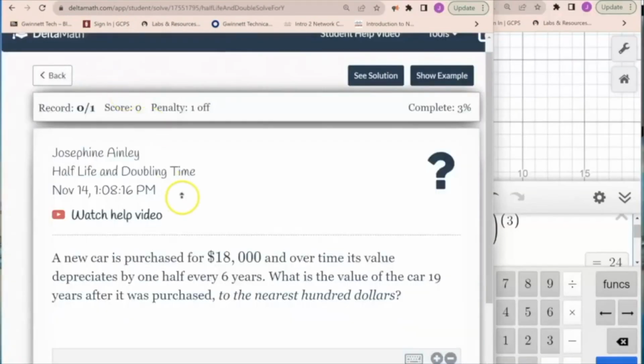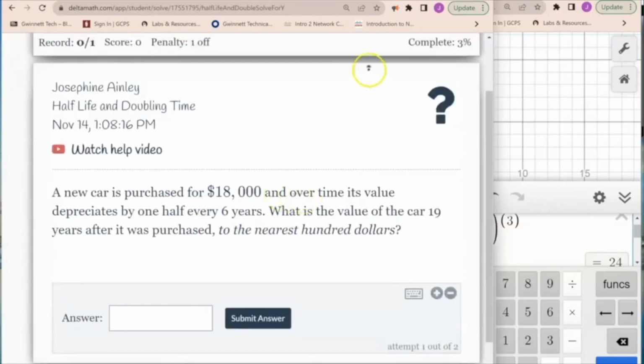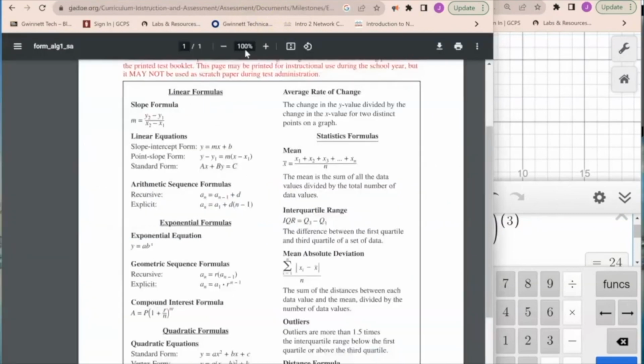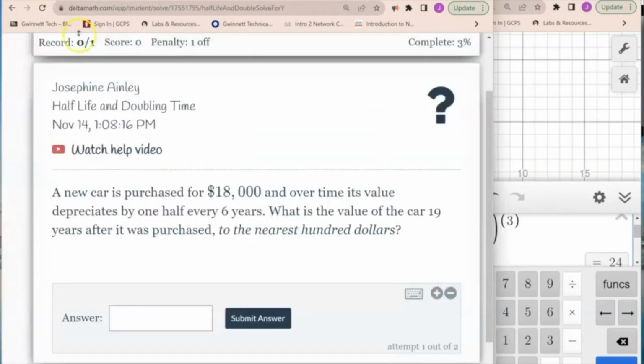All right, so let's take a look at half-life and doubling. Remember, it's pretty much the same formula as before, an exponential function y equals a b to the x. However, you have to remember that the difference with your growth or decay is halving or doubling, and there is a little bit of a difference in how you write the time. So let's go ahead and do this question.